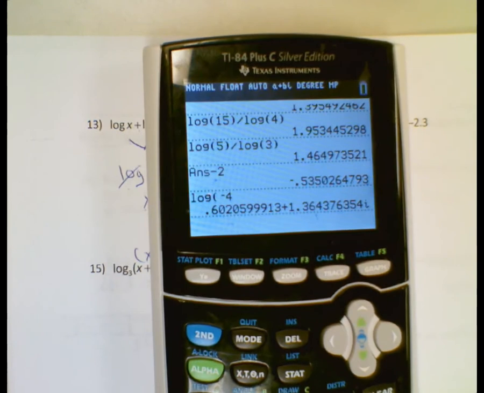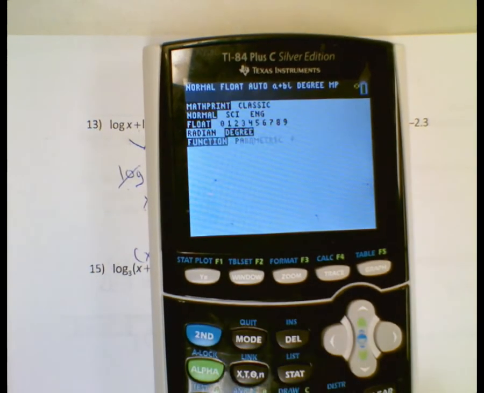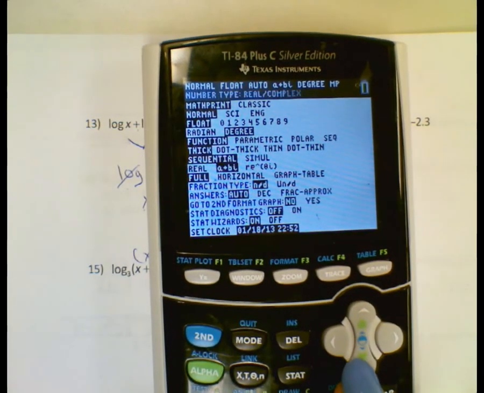there's the log of negative 4. Oops, it gave me an answer. That's because I'm in my complex number mode. Let me go to my real mode.